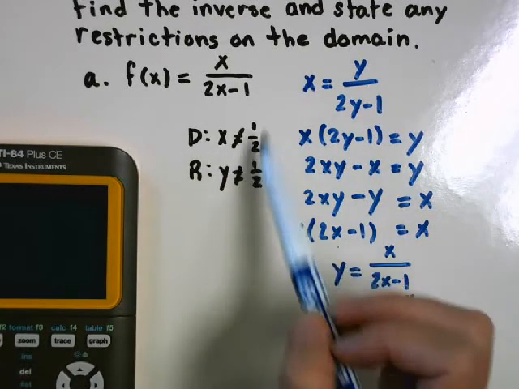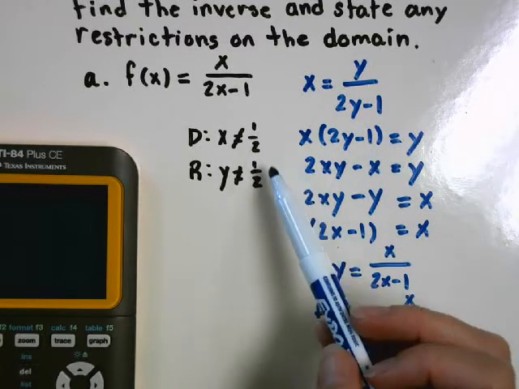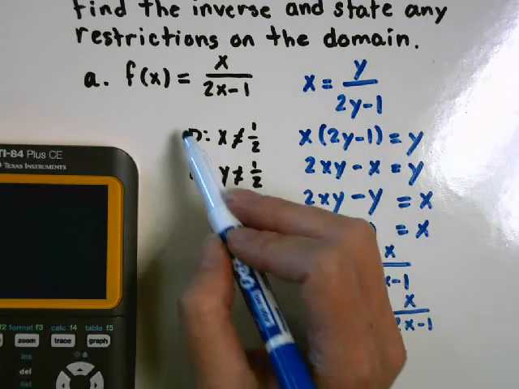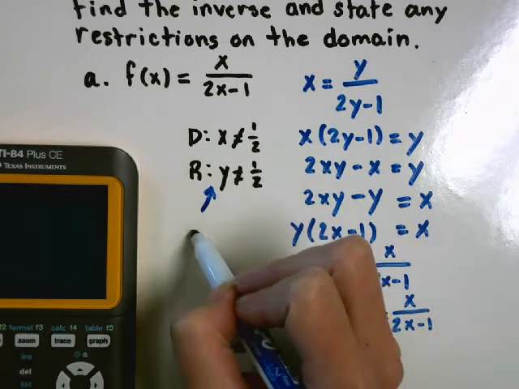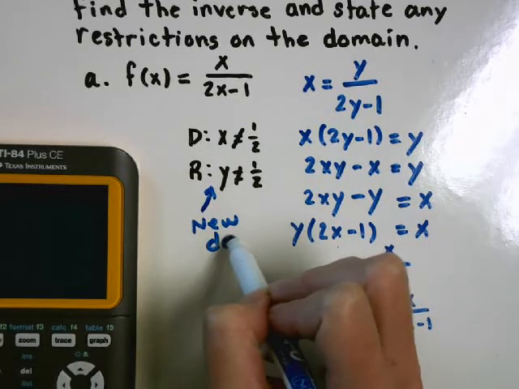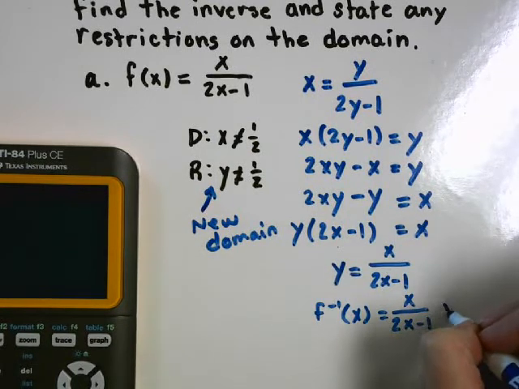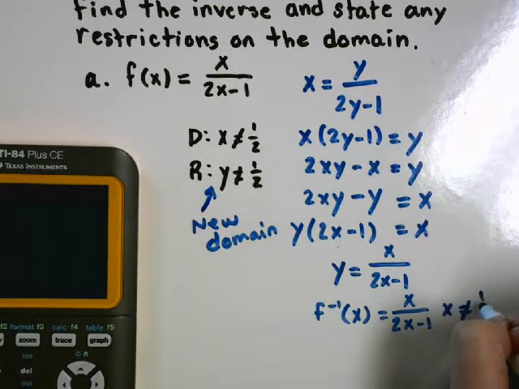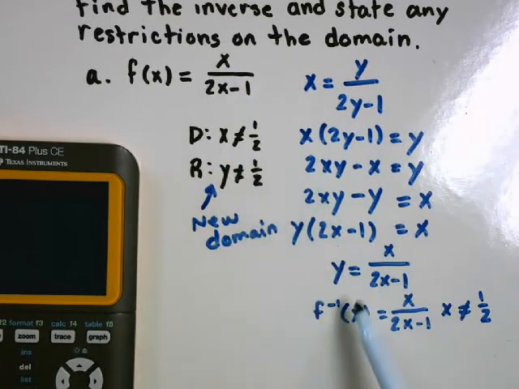So this one's a little bit funny just because the domain and range are the same, but the domain and range of the new function are switched. So this is your new domain. The old range is the new domain. So this function is fine as long as x doesn't equal 1/2. Now this one's kind of funny because the function and its inverse actually ended up being the same exact thing. That's unique, but can happen.